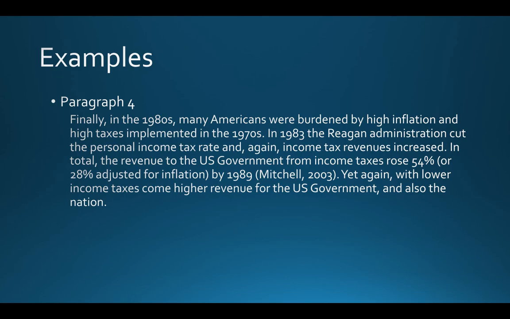Finally, in the 1980s, many Americans were burdened by high inflation and high taxes implemented in the 1970s. In 1983, the Reagan administration cut the personal income tax rate, and again, income tax revenues increased. In total, the revenue to the U.S. government from income taxes rose 54% or 28% adjusted for inflation by 1989. Yet again, with lower income taxes come higher revenue for the U.S. government and also the nation.